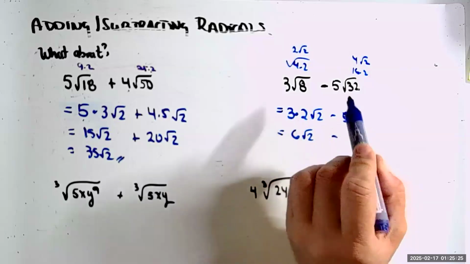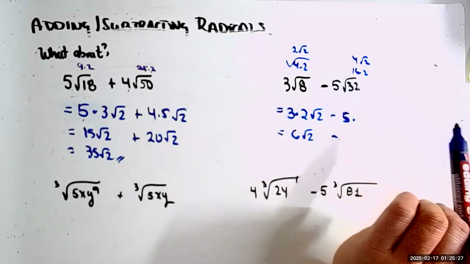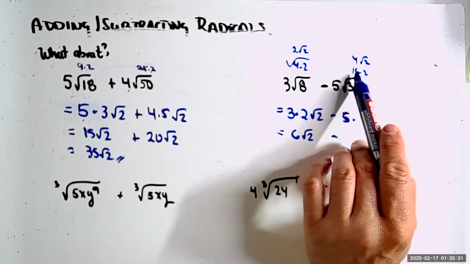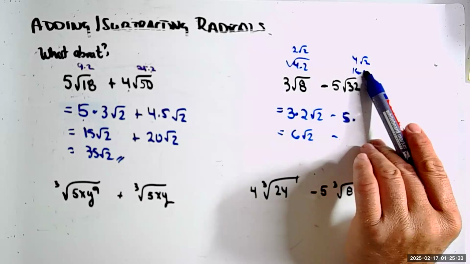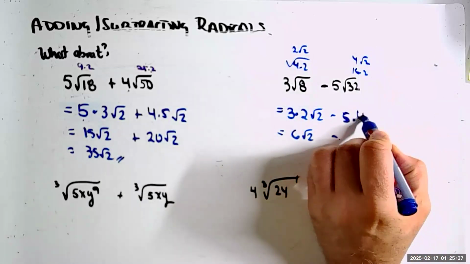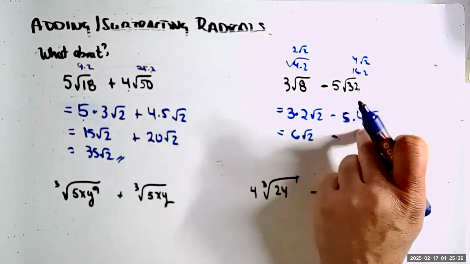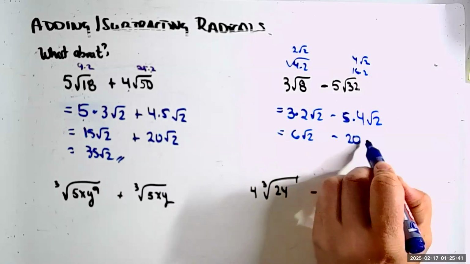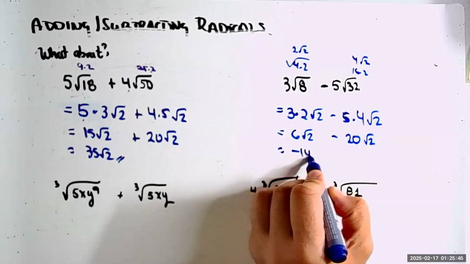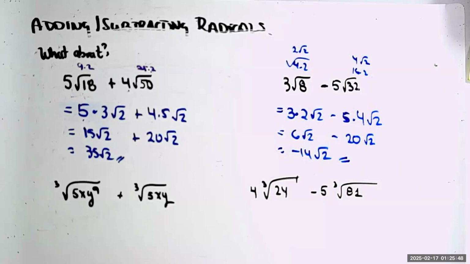5 times something. Of course, the 32, we break it down, 16 times 2, square root of 16 is 4, and the 2 stays the same inside, so it will be 4 radical 2. 5 times 4, that would be 20 radical 2. 6 minus 20, negative 14 radical 2. And that's how you combine the terms.